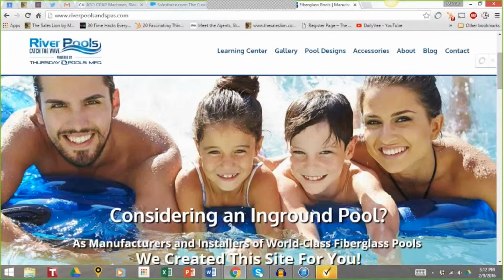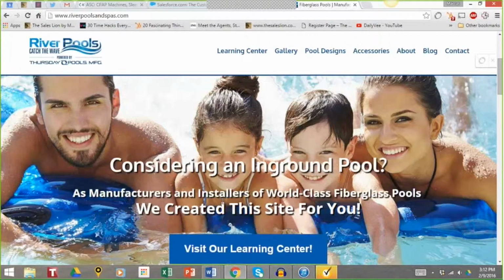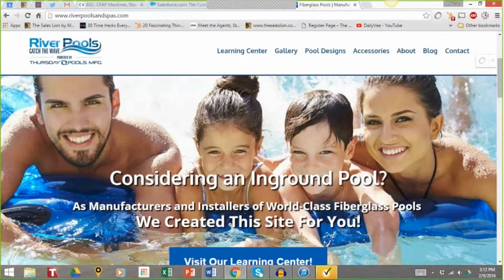So with River Pools, the headline here is "Considering an in-ground pool?" Now, when I ask you that question, who's that related to? Who's that directed to? Of course, it's directed to you as the consumer. And then you see the subtitle, which is, "As manufacturers and installers of world-class fiberglass pools, we built this site for you." So everything is about you, because we understand that 90% of the people that come visit us just started thinking about an in-ground pool, they have questions, and that's why our homepage is aligned to that.